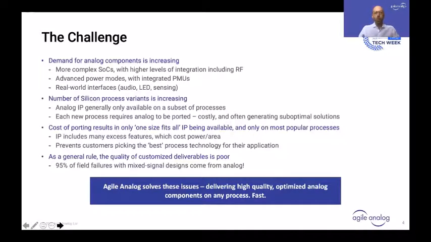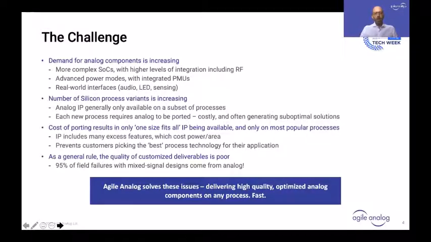SoCs are becoming more complex with higher levels of integration, including RF. Most chips now have advanced power modes, even if they're plugged into a socket, and they will need integrated power management units or PMUs. At the same time, with the advent of home automation, industrial IoT, IoT in general, and the number of new applications, the number of real-world interfaces is increasing drastically.